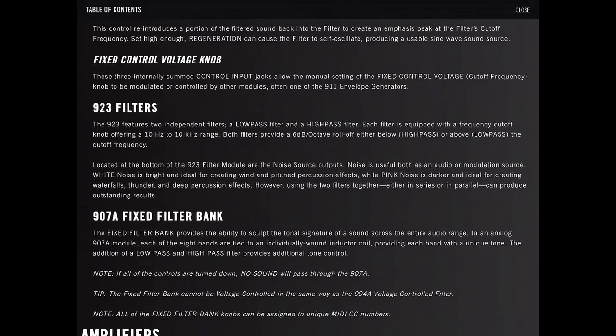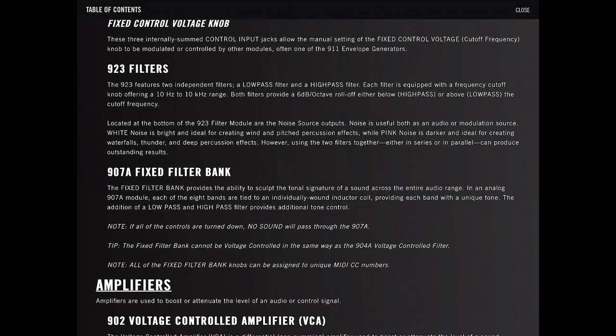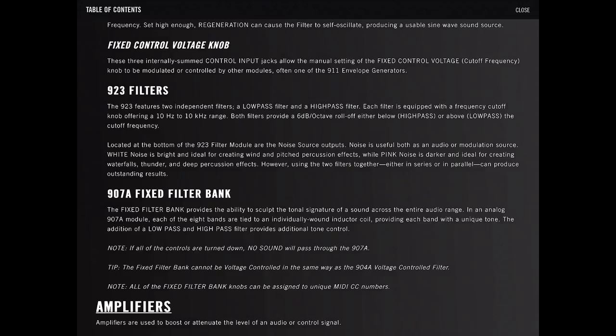So you have the 923 filters, which is the high pass and low pass filter that we saw in the beginning. And then it talks about right there, it says located below the 923 is the noise source. The noise is useful as an audio and modulation source. White noise is bright and ideal for creating wind and pitch percussion effects, while pink noise is darker and ideal for creating waterfalls, thunder, and deep percussive effects. However, using the two filters together, either in series or parallel, can produce outstanding results.